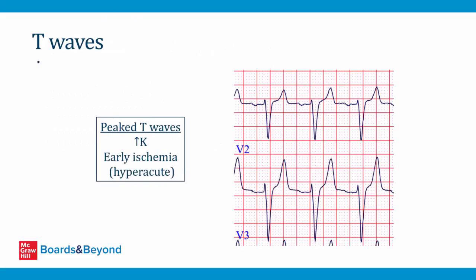Let's briefly talk about T waves. So the T waves shown on this image on the screen are very tall. These are called peaked T waves. You can see this in patients who have hyperkalemia. Many people remember that potassium hides under the T wave to remind them that it can get tall when there's hyperkalemia. You can also see tall T waves in very early ischemia, very early myocardial infarctions. These are called hyperacute T waves, and they look very similar to the peaked T waves of hyperkalemia.